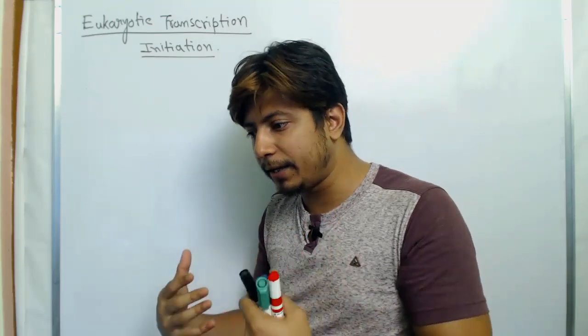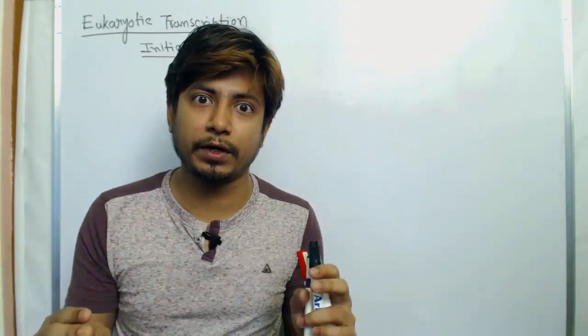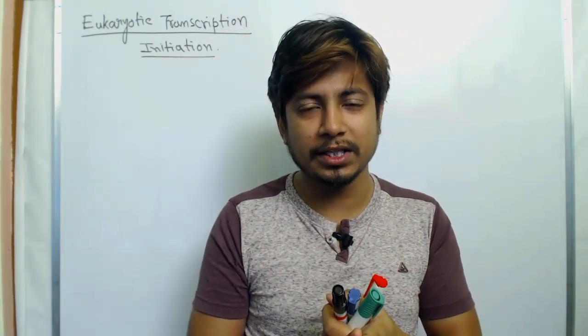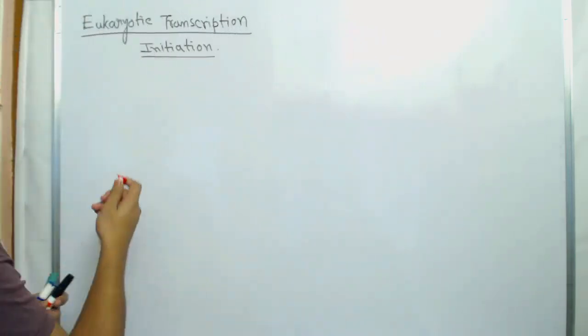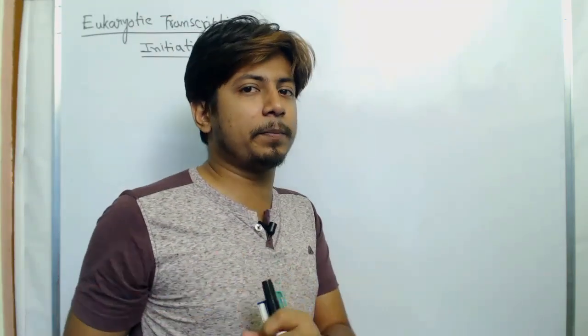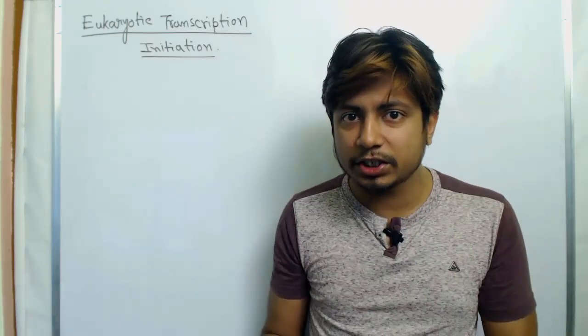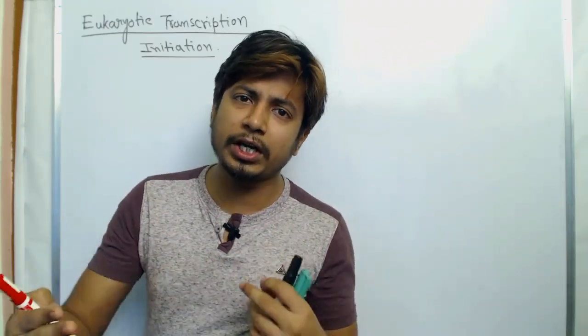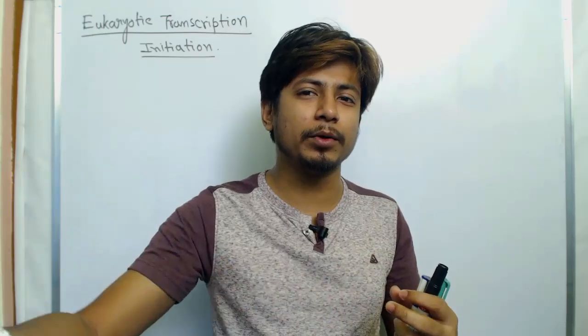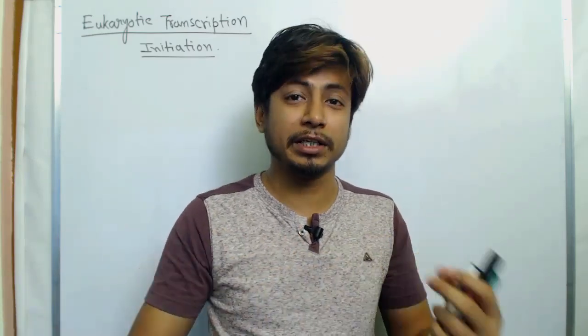So for our understanding, we divide the transcription into three different parts: initiation of transcription, elongation of transcription, and termination of transcription. Now in this video I am going to talk about the initiation of eukaryotic transcription. And among these three parts, you need to understand initiation and termination very well, because the elongation part is the same between prokaryotes and eukaryotes, because elongation is simply polymerization of ribonucleotides. So it is an RNA polymerization event, the mechanism of which is exactly the same.